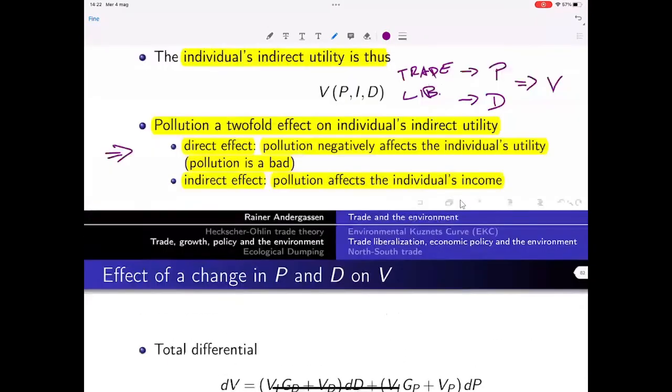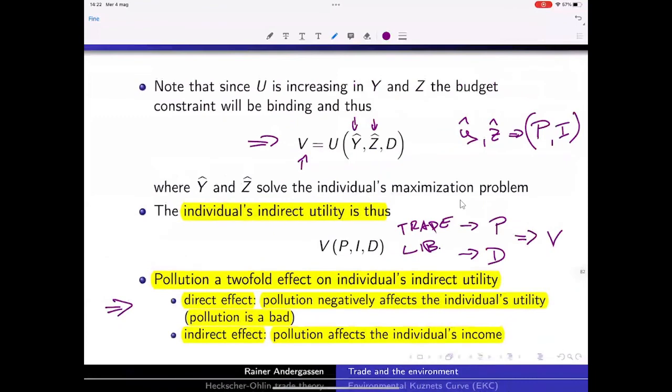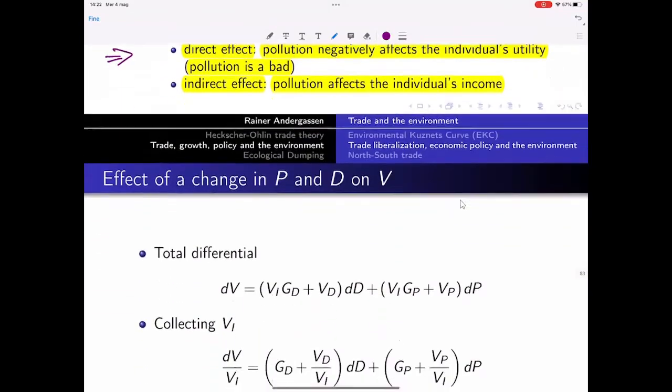Any questions so far from an intuitive point of view? I mean, is everything clear till now?